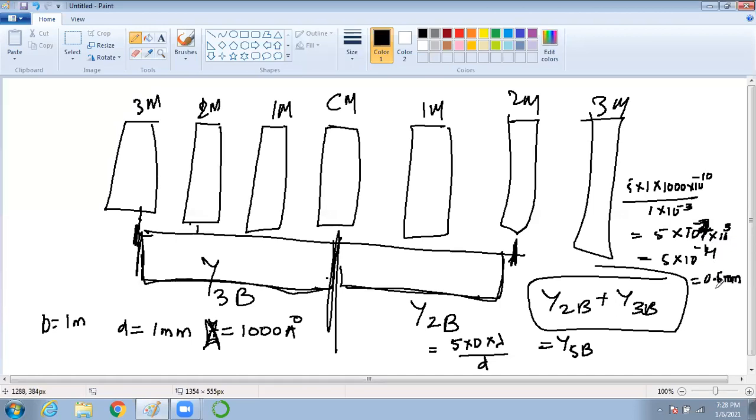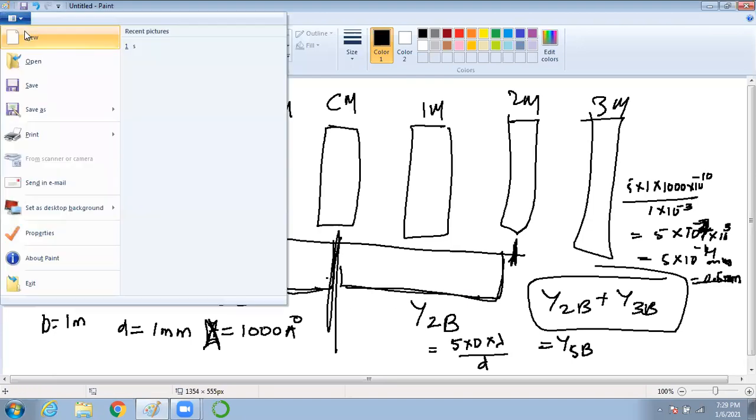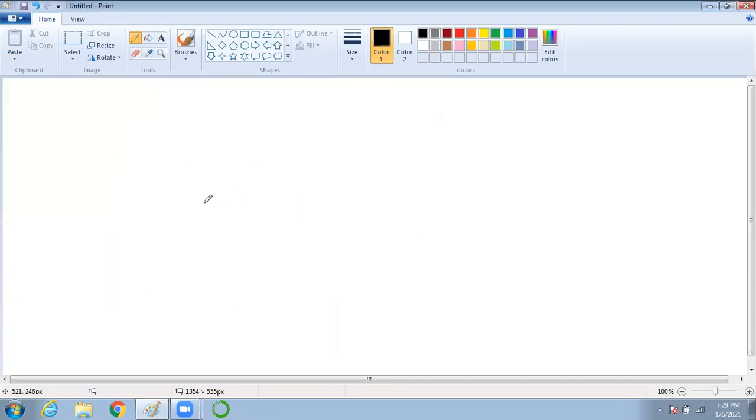5 into 10 to the power minus 4 meter. So how much does it come to? If I convert into millimeter, 0.5 millimeter. Okay, 0.5 millimeter is the answer. Harsh, clear? Yes, sir, 0.5 millimeter is the answer. Shall we go ahead now? Next problem.